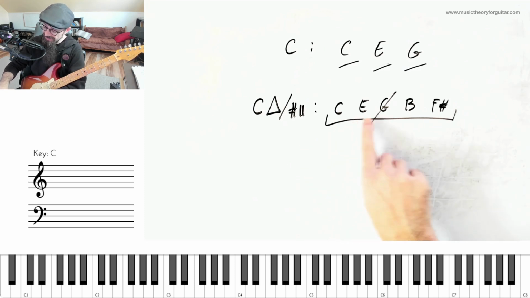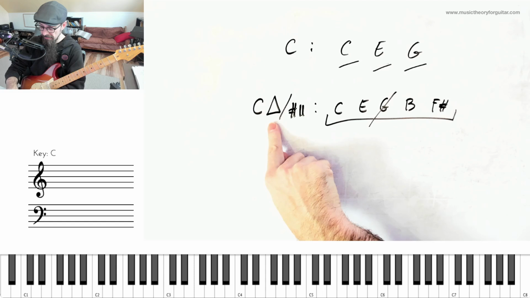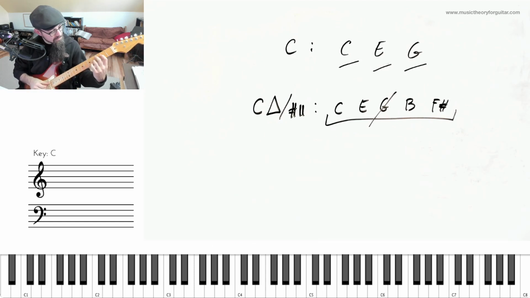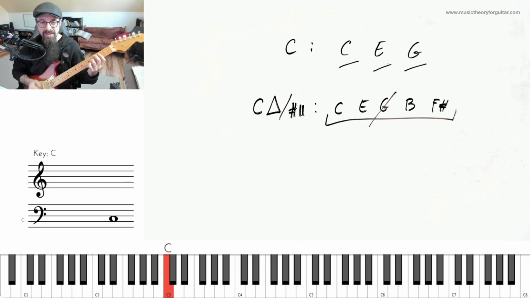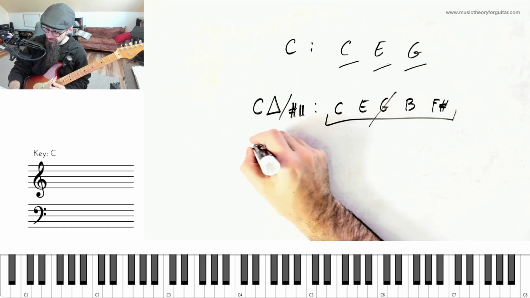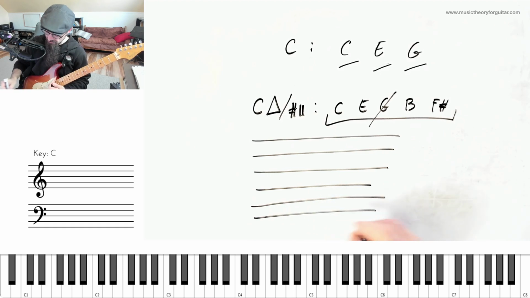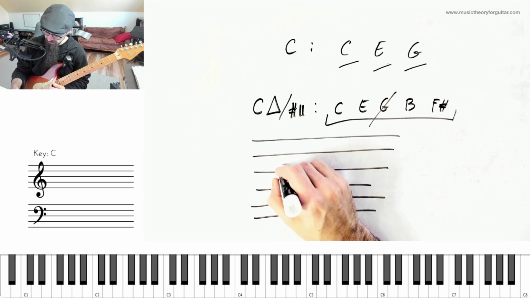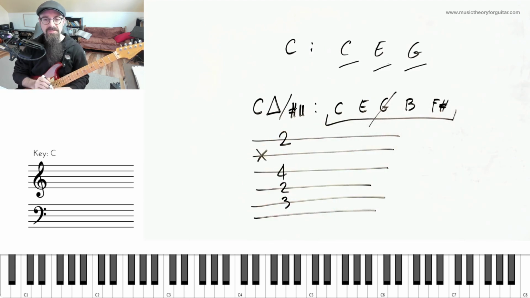So as long as I play a C, an E, a B, and an F sharp, I will have this C major 7 sharp 11. And it doesn't really matter where I play them, as long as I play them. They don't even have to be on a contiguous group of strings. What I'm playing right now, for instance, if I put it in a tablature, I'm playing 3, 2, 4, and 2 here, and I'm not playing anything on the 2nd string.